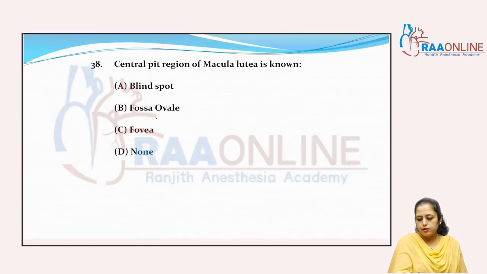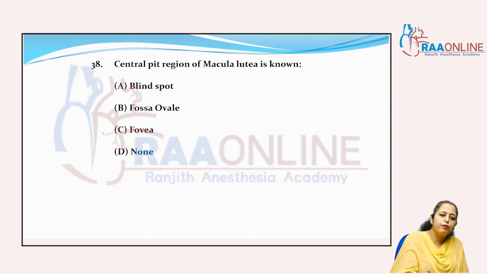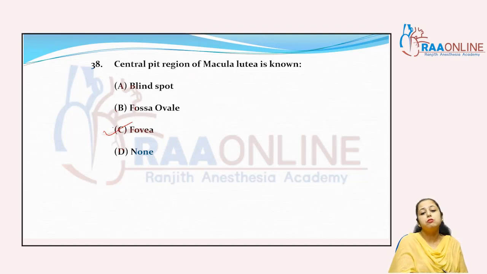Now come to the next. The central pit region of the macula lutea is known as the fovea centralis, right? Because it is a central pit, fovea centralis, and in one fovea approximately 1.5 lakh cones are present. That's why in both eyes 3 lakh cones are present, so we are able to see the colors.